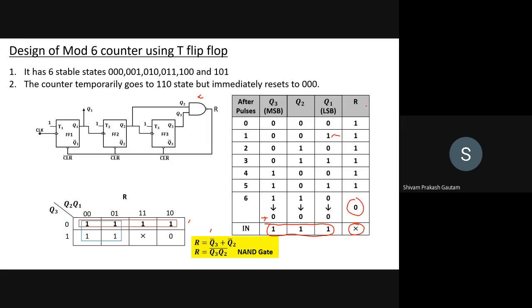Now we want to find the expression for R. So we need a K-map, because there are 3 variables. You can see Q3, Q2, Q1. Q3 is the MSB, Q2 and Q1 are lower bits. So you can see we have arranged a K-map. You can see 1, 1, 1, 1, 1, 1 for states 0, 1, 2, 3, 4, 5. These are 1. The 6th state is coming 0, and the 7th state is don't care. So you can see this is our 6th state, and this is our 7th state, and all the others are 1, right? So we have filled the K-map.